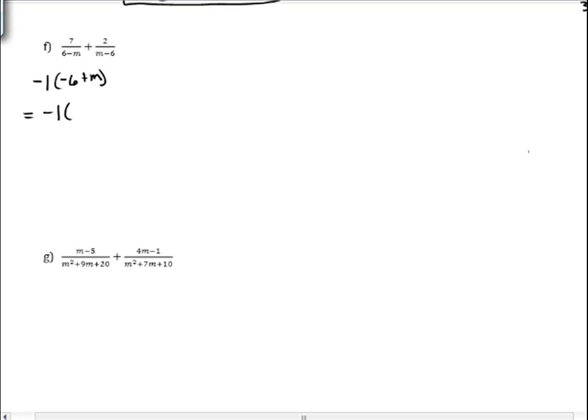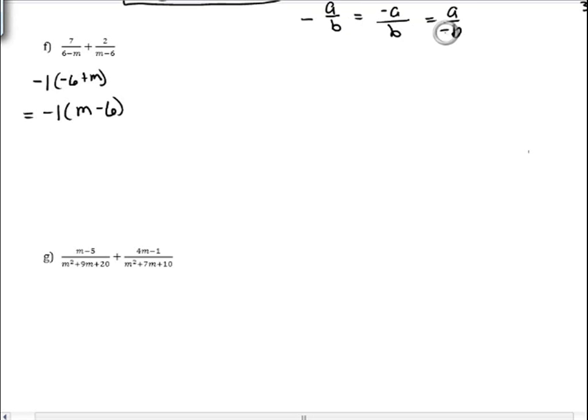And so we would have -1 times the quantity. This then we could write in the other order, so positive m would just be m, and -6 would be -6. So now we would have the same denominators. And also remember, with fractions, we can write a negative fraction in 3 ways: the negative sign out front, the negative sign on top, or the negative sign down on the bottom.